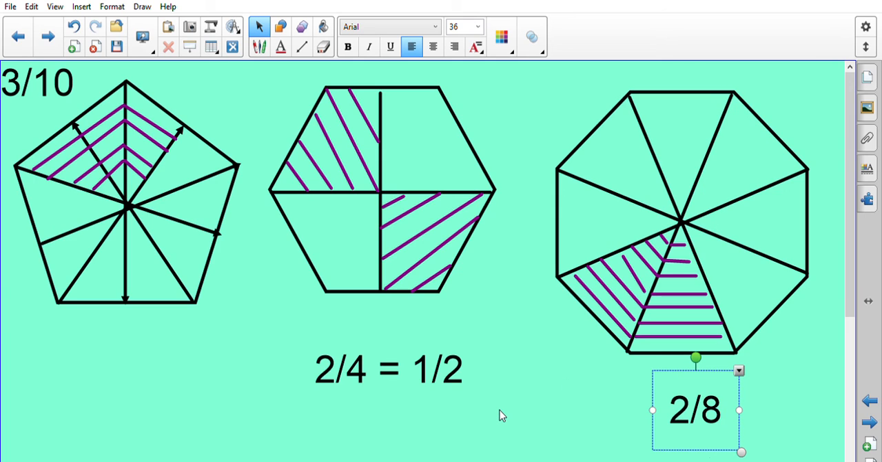So hopefully you've understood how to find fractions of shapes. So always remember how many equal parts are there in total, and then how many are shaded or not shaded. Okay, so your total number of equal parts is your denominator, the bottom number, and then how many are shaded or not shaded is your numerator, the top number.